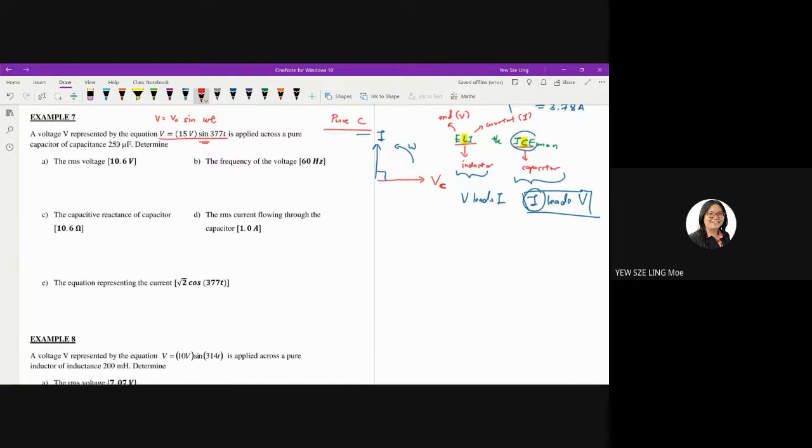So, a voltage represented by the equation V is applied across a pure capacitor of capacitance 200 microfarad.